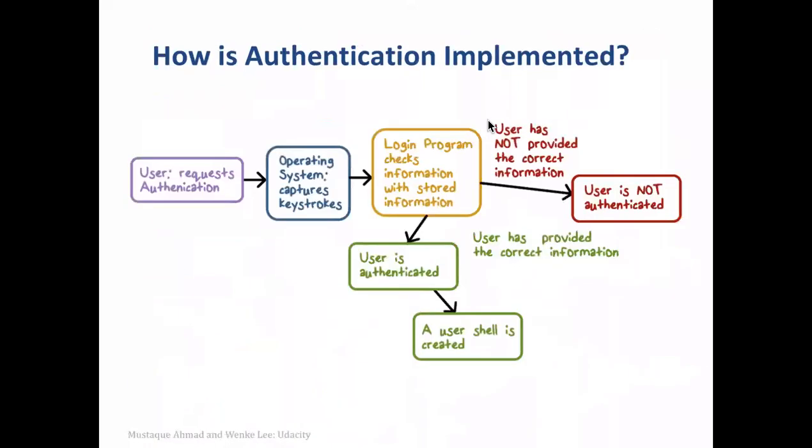Okay, so the steps are simple. In a computer, for example, the user requests authentication. It does so by user ID and password. The operating system captures the keystrokes, and the login program that runs checks the information against the stored information. So the login ID and password are checked, and if they match, then the user is authenticated, and the user is then given a shell to work on. If not, then the user is not allowed. Simple, that we are using every day.